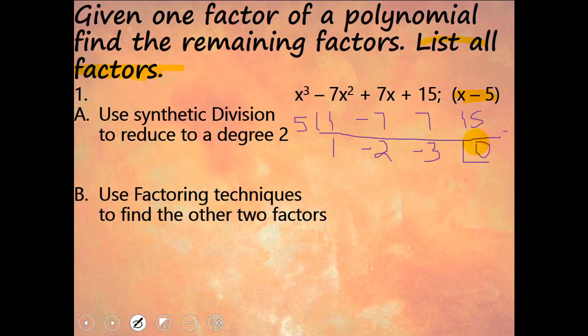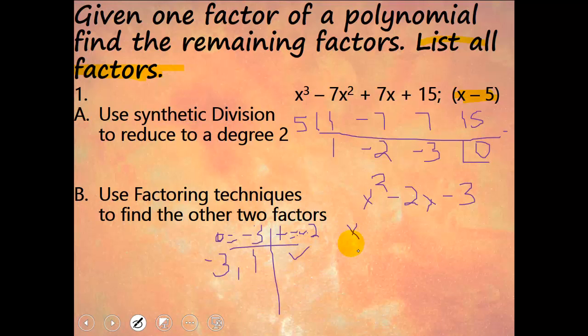All right, so this is a factor of our original, x minus 5. So now we have x squared minus 2x minus 3. And we have to find the remaining factors of this. I would use what two numbers multiply to equal -3 and add to equal -2. Well, that's going to be -3 and 1. That multiplies to -3, and when you add it, you get -2.